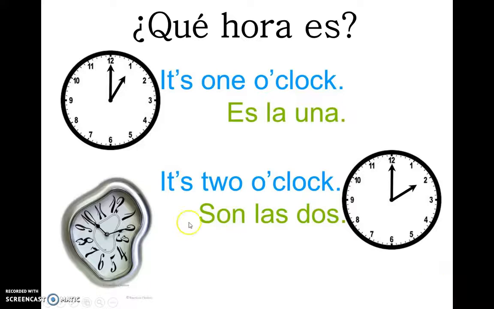The reason why we use son is because dos is plural. So for every number after una, we say son. Son las dos, son las tres, son las cuatro, son las cinco, son las seis. Please fill in your notes now. I want you to try to fill in the rest of the hours on your own. So pause the video and write in es la una, son las dos, and then figure out the other hours.